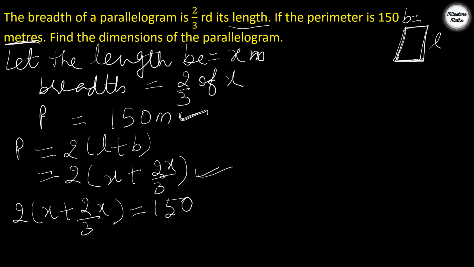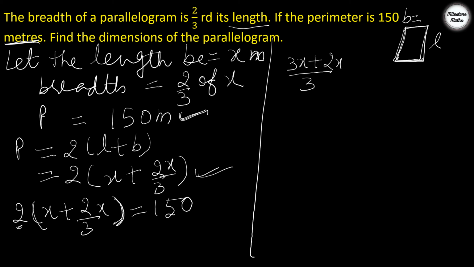Now we have got the algebraic equation. Now we can solve it easily, right? So how will we solve it? First we will take this 2 to the other side and simultaneously we will solve the expression in the bracket. So if you take the LCM, this is 3x plus 2x equals 150, and 2 is multiplied on the left hand side, so on the right hand side it will be division.